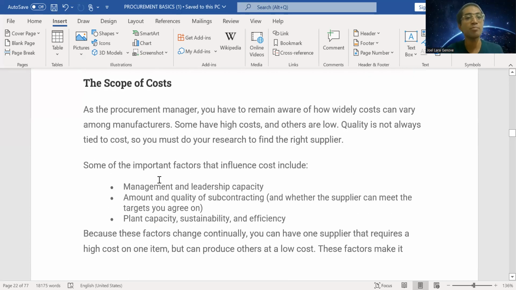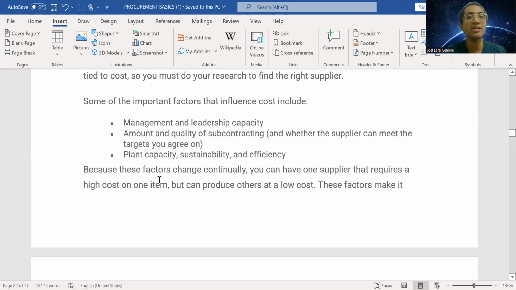The scope of cost: as the procurement manager, you have to remain aware of how widely costs can vary among manufacturers. Some have high costs and others are low. Quality is not always tied to cost. You must do your research to find the right supplier. Some of the important factors that influence cost include management, leadership capacity, amount and quality, subcontracting, whether the supplier can meet the targets you agree on, plant capacity, sustainability, and efficiency.